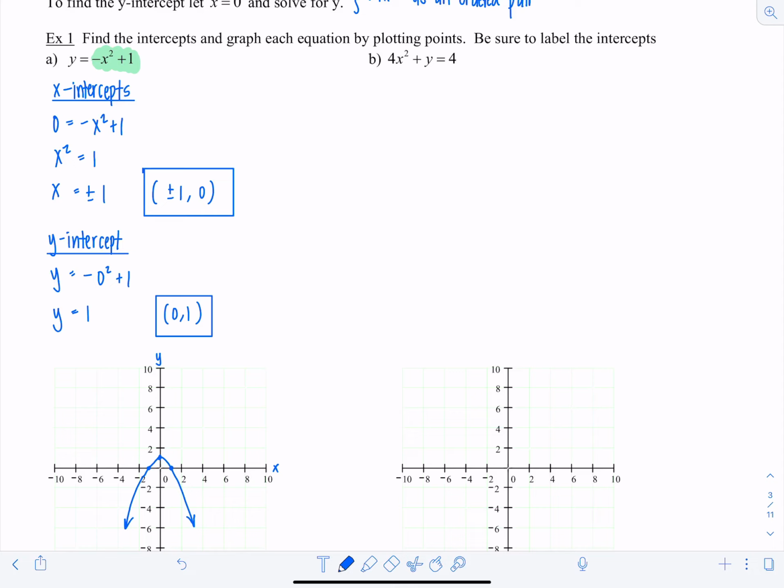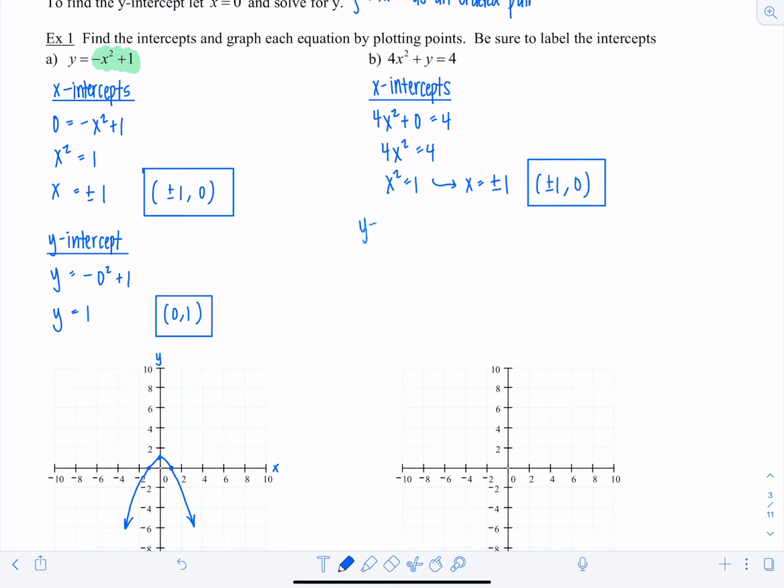We have 4x squared plus y is equal to 4. So again, I'm going to label my work. Let's start off finding x-intercepts. I'm going to substitute in 0 for y. So we have 4x squared plus 0 equals 4. So that means 4x squared is 4. x squared is 1. This is playing out just like the last problem, isn't it? So I get x equals plus or minus 1. Remember, we're not done. You have to write (plus or minus 1, 0). Now I'm done with my x-intercepts.